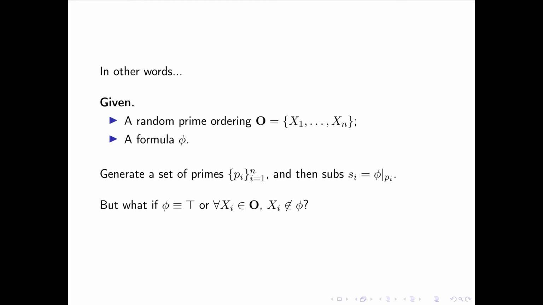So in other words, we are given a random prime ordering of variables with respect to a V tree and a formula phi, and we generate a set of primes. We can get the subs by figuring out that the formula conditioned on the primes is exactly the subs. There is a special case, though, when the formula is a tautology, or if the variables in the random ordering are never mentioned in the formula. So for instance, if the formula only mentions D and E, and the primes must be A, B, and C, for instance, then these variables are never mentioned in the formula, and thus they do not matter.